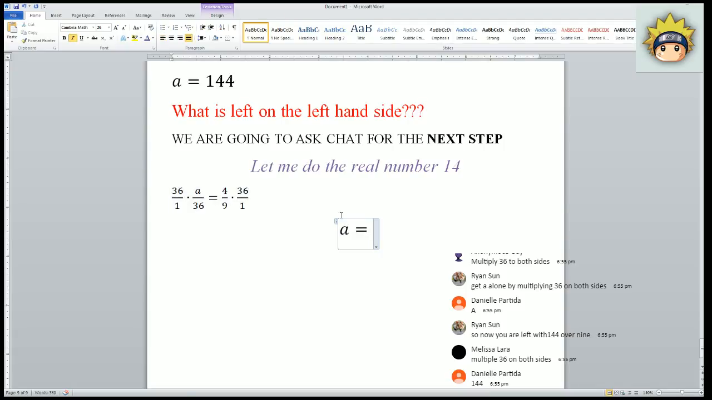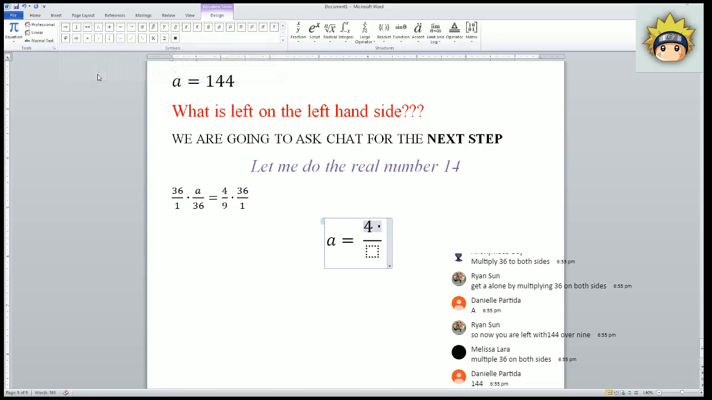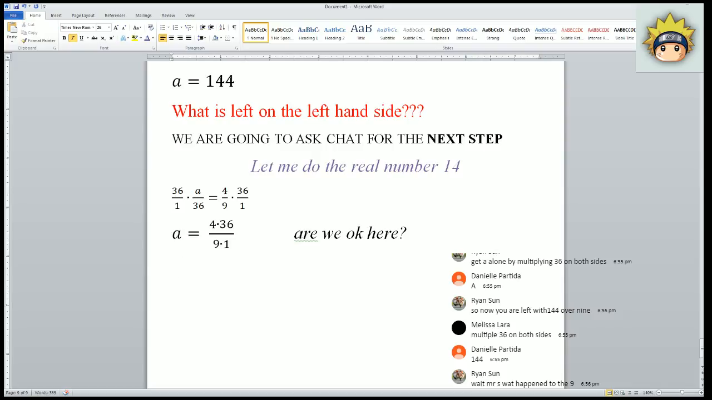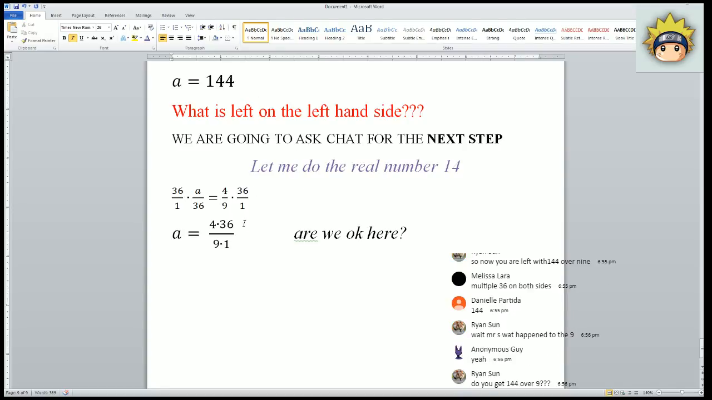Multiply it straight across, right? So we should have 4 times 36 divided by 9, multiplied by 1. Does everybody see that? Are we okay here? Before I move on, are we okay here? It's still on the bottom. Do you see that? Are we good there?